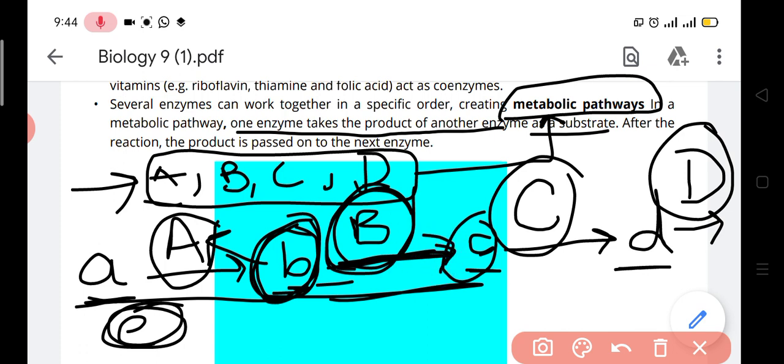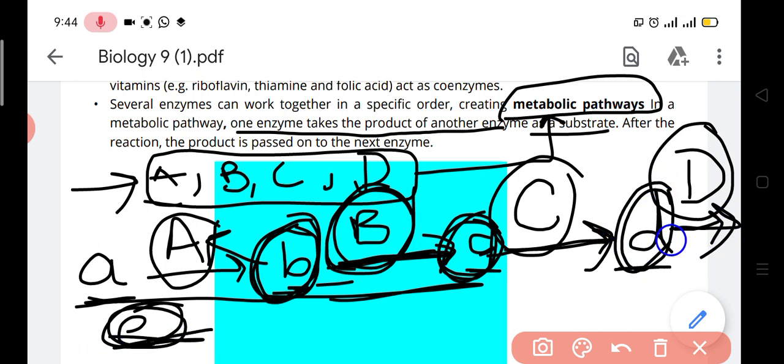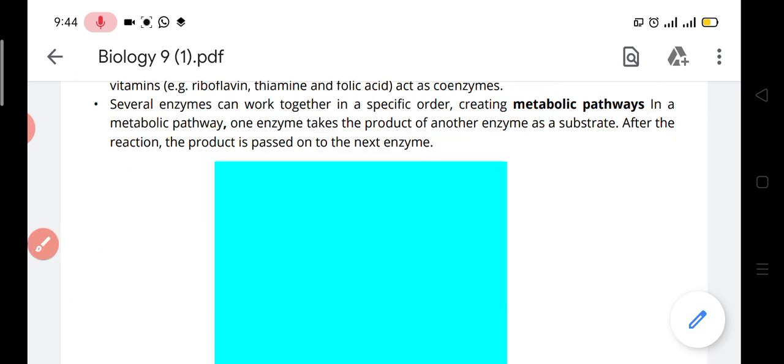In this reaction, C is the product, while in the next reaction, C is the substrate. In this reaction, D is the product, while in the next reaction, D is the substrate. So in that case, one enzyme takes the product of another enzyme as a substrate, and after the reaction, the product is passed to the next enzyme. I think you get my point.